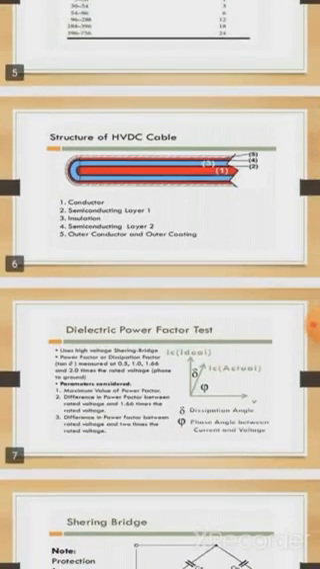Structure of HVDC cables. The most common configuration of an HVDC link consists of two converter stations connected by an overhead power line or undersea cable. Multi-terminal HVDC lines connect more than 2 points.